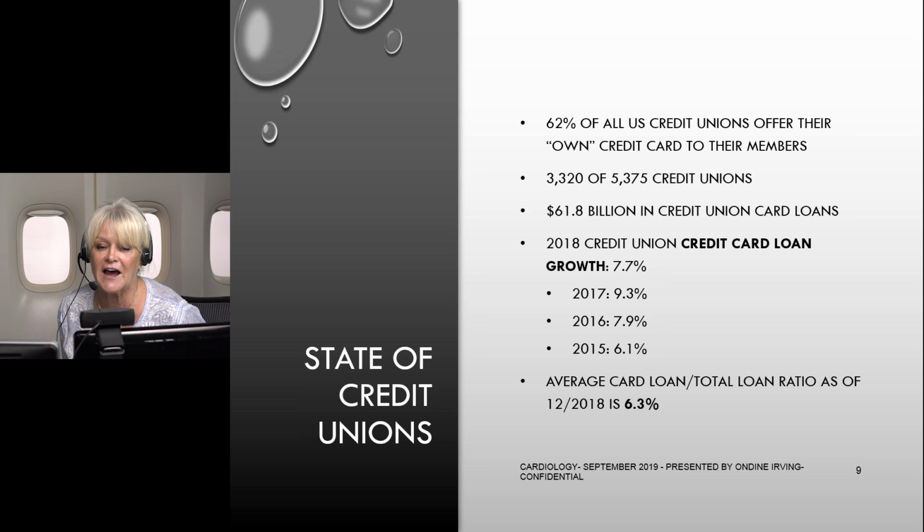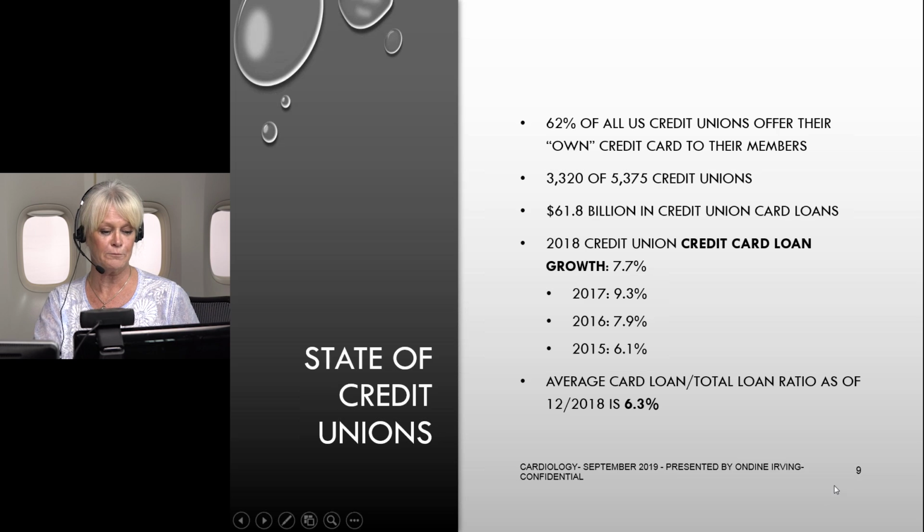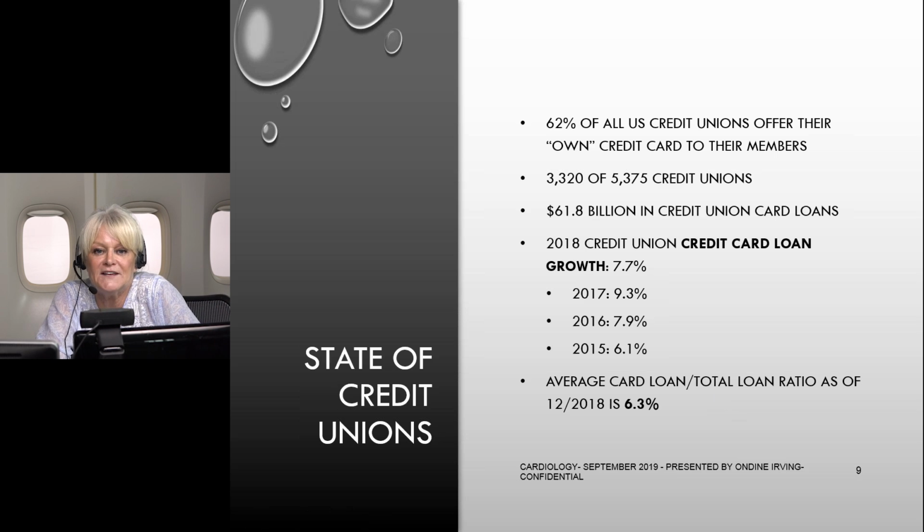And keep in mind, our profitability model is very much different from banks because we are loan based. We want the loans. Yes, it's a payment tool, but that's secondary to the loan balances that we need to get on our programs. So keep that in mind. The average card loan to total loan ratio is 6.3% nationally, but that's not the best. Ideally, regardless of what the average is, you want to be at 10 to 15% of your total loan portfolio in credit cards.